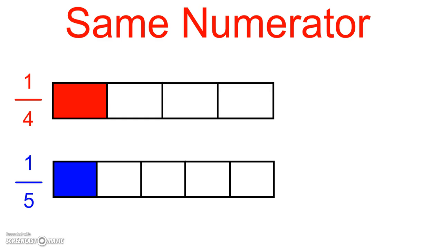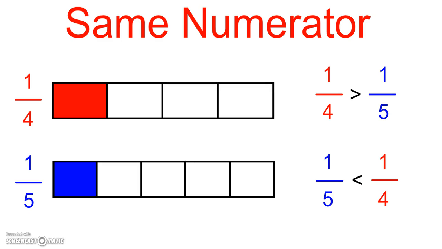If I look closely, you'll see that the value of 1/4 is greater than 1/5. Or I could say that 1/5 is less than 1/4. You'll also notice by looking at the area model that if there are only 4 pieces, the pieces are larger. If there are 5 pieces, they are smaller.